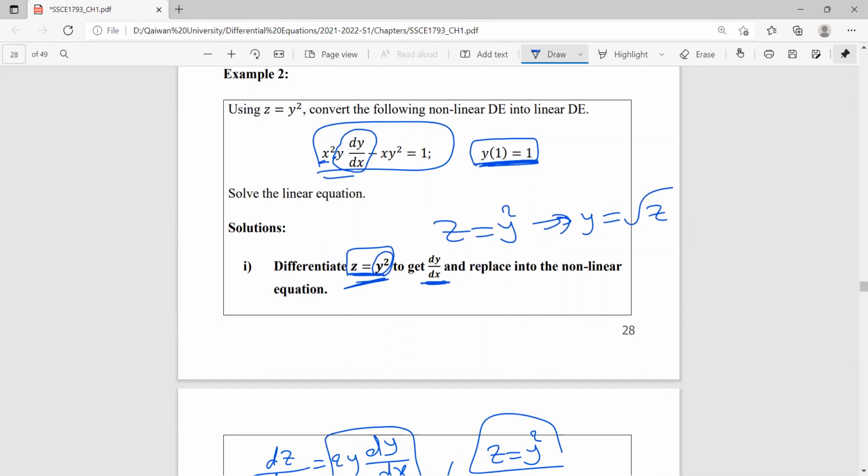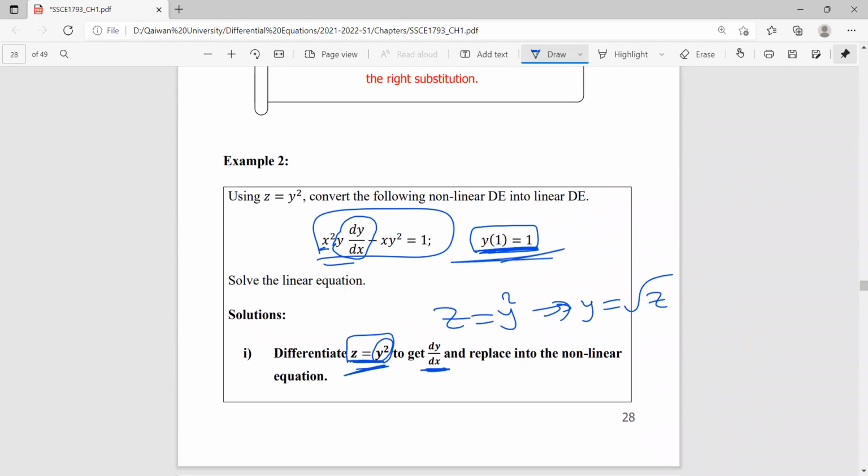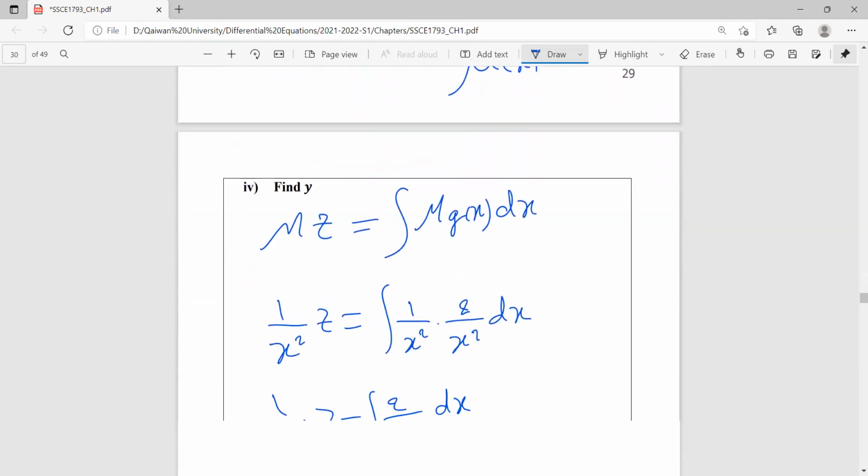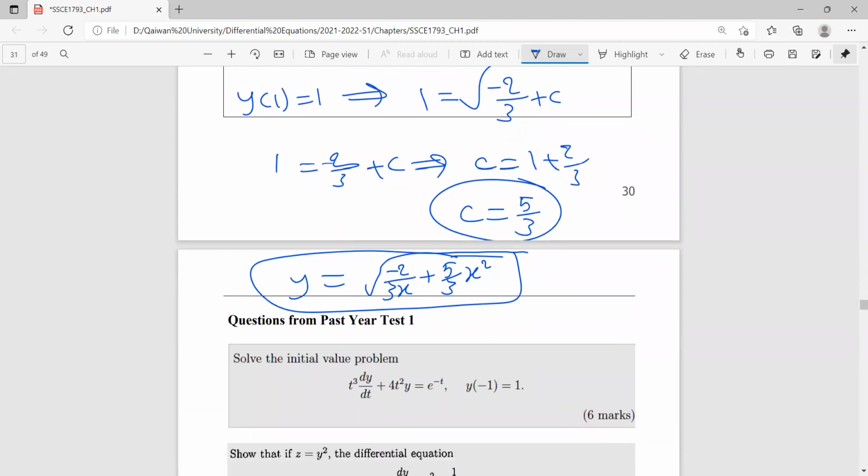And then we use the condition to get the value of c. And we found c, which is 5 over 3. This is the solution. Do you have any questions?